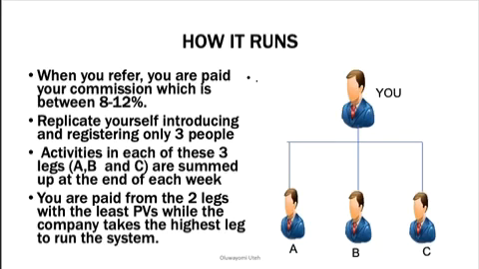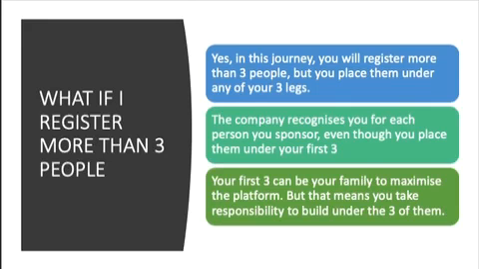How it runs, when you refer, you are paid your commission, which is between 8 to 12%, depending on the level you come in. You replicate yourself, introducing and registering only three people, A, B, and C. Activities in each of these three groups, A, B, and C, are summed up at the end of each week, and you are paid on your two lowest legs, while the company uses a third leg to run the system.